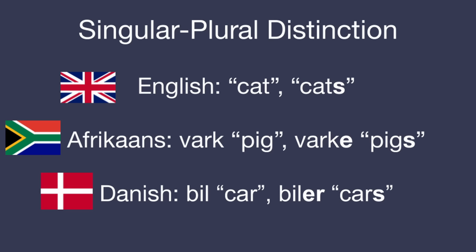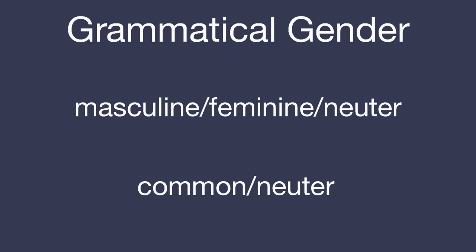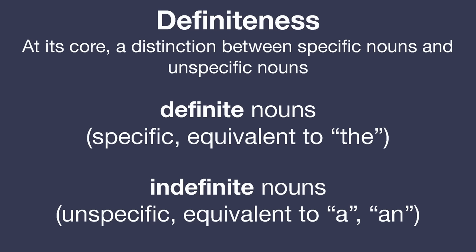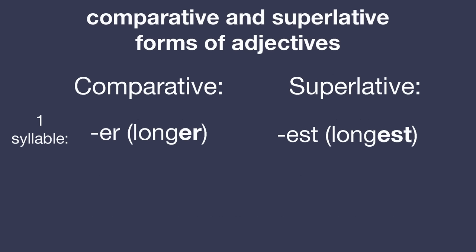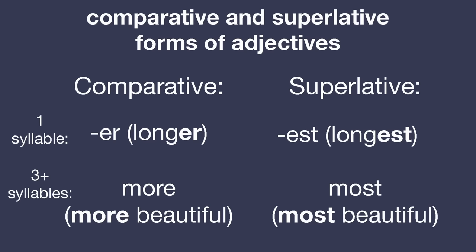Grammar-wise, they have singular-plural distinctions like most other Indo-European languages, and usually have some form of grammatical gender distinction. There's also a distinction between definite nouns, equivalent to the in English, and indefinite nouns, equivalent to a or an. There's usually some form of grammatical case, but in many Germanic languages, this has become limited. Adjectives have comparative and superlative suffixes, equivalent to English suffixes er and est, like in higher and highest. Although these suffixes are generally only used with monosyllabic words and a few disyllabic words, and words with three or more syllables and the remaining disyllabic ones use analytic inflection for this, equivalent to English more and most.